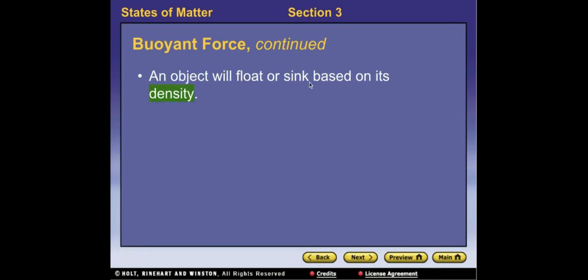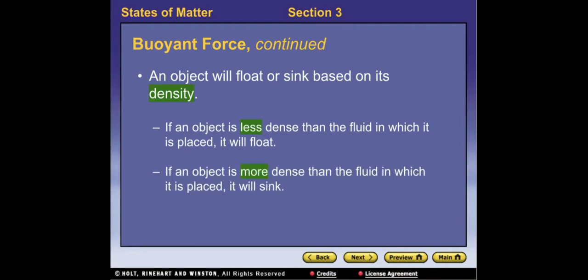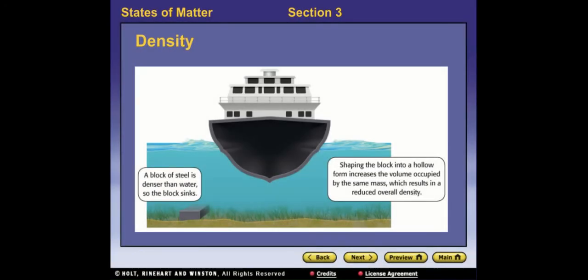So an object will float or sink based also on its density. If an object is less dense than the fluid in which it is placed, it will float. And if the object is more dense than the fluid in which it is placed, it will sink. So with this, density is mass divided by volume.